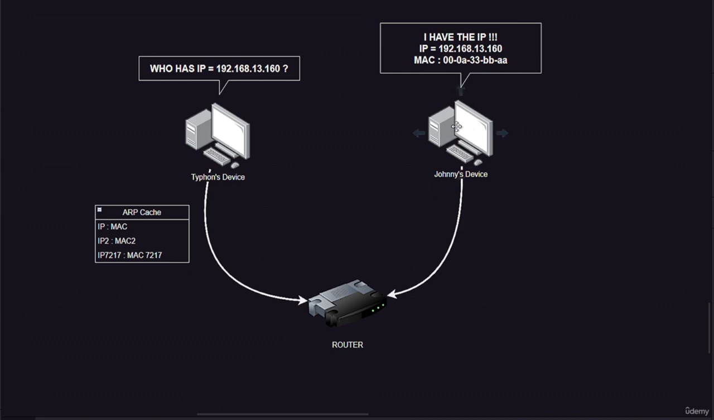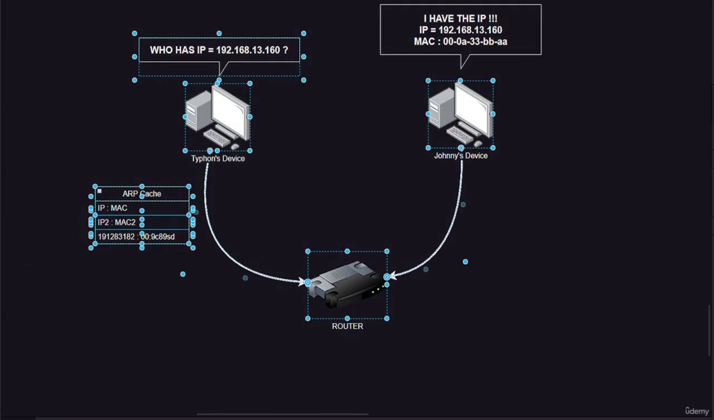So once both devices get to know each other, the communication between them can follow. Once Typhoon's device gets the MAC address of Johnny's device, it will update the ARP table, and it will write, for example, Johnny's device has this IP and this MAC, right? And after that, they will be like friends. And that's it. In this illustration, you've seen how this works.